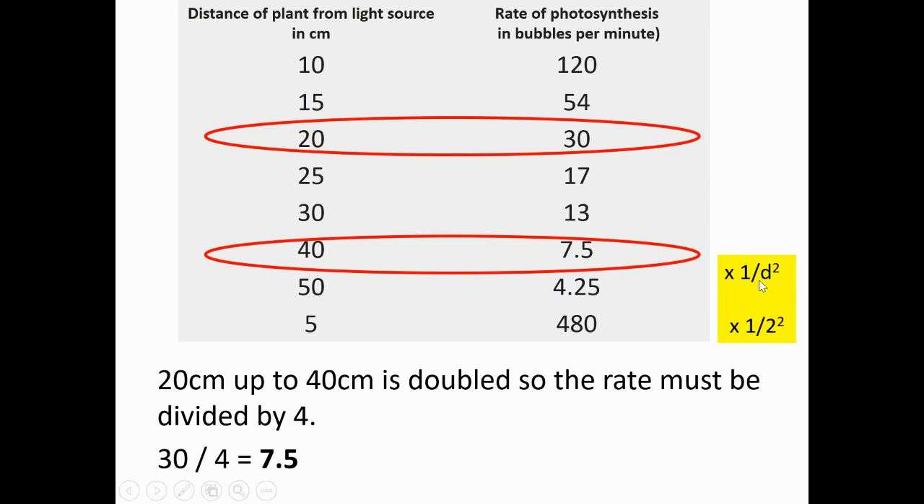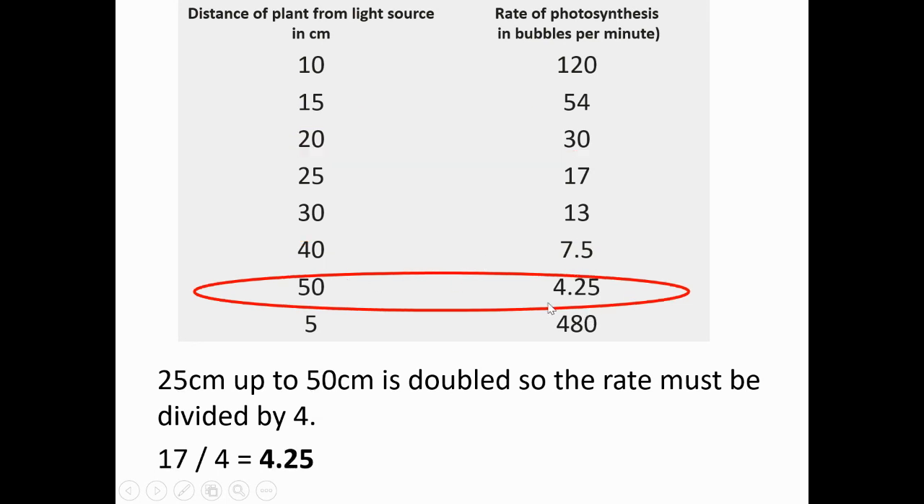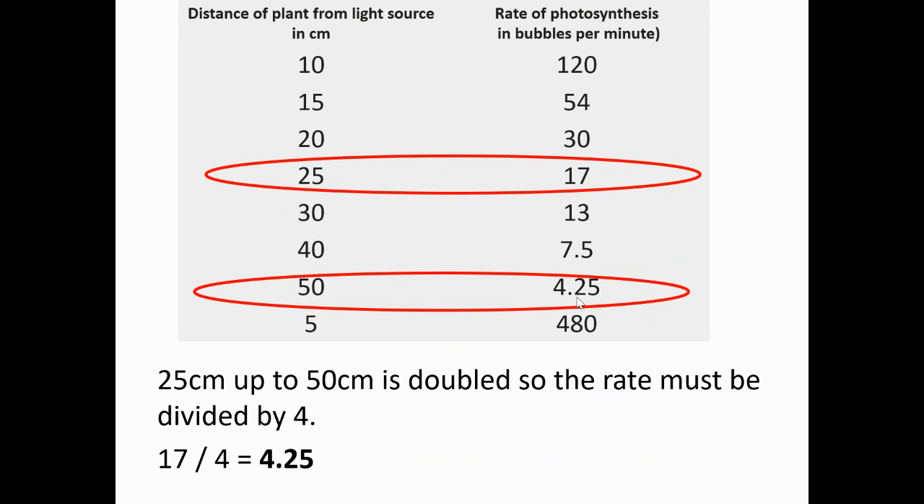As the distance doubled, we did 1 over 2 squared, or 1 over 4, which is timesing it by a quarter, and a quarter of it is 7.5. The 50, well, I just looked at doubling 25. So between 25 and 50 is doubled. So again, 17 divided by 4, because doubling the distance doubles. So 2 squared is 4, so it's a quarter, 1 over 4. So a quarter of 17 is about 4.25.